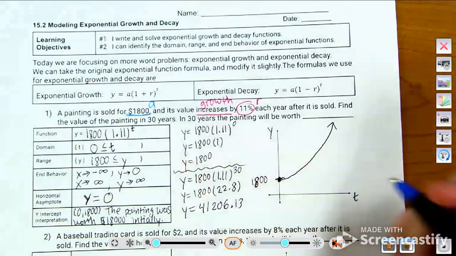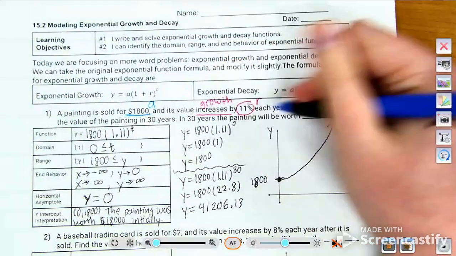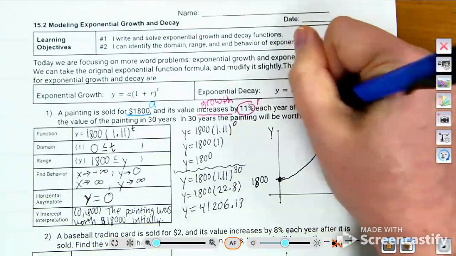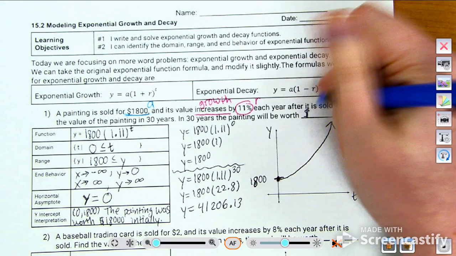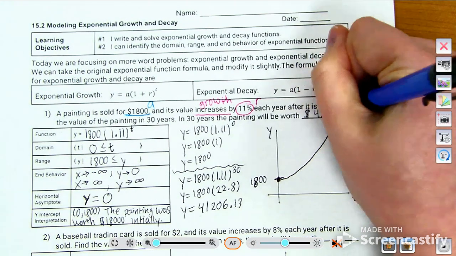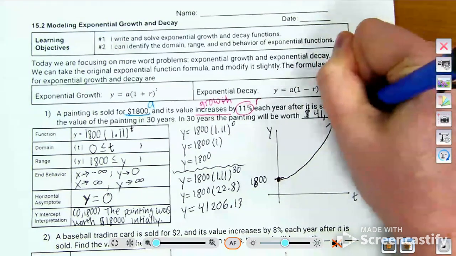So we can say in 30 years, this painting will be worth, I'm going to make sure to put the unit, just money, dollars. So this will be worth $41,206.13.